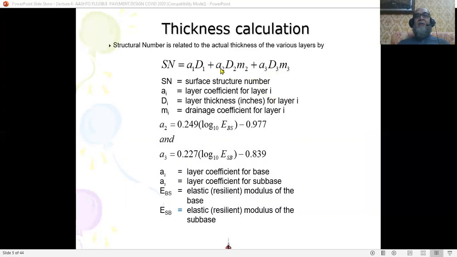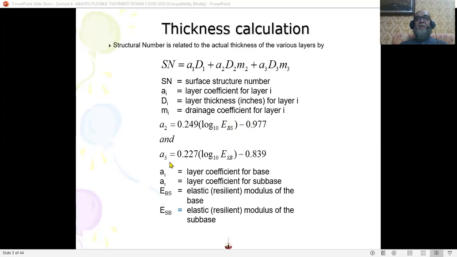The structural layer coefficient can also be calculated using the elasticity of base. Remember, for crushed aggregate base course, we said the elasticity of base can be around 30,000. So we can use 30,000 here, take the log, multiply it, and subtract 0.977, and for 30,000, you will get around 0.14.